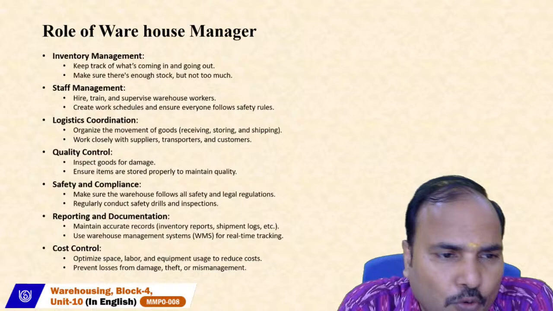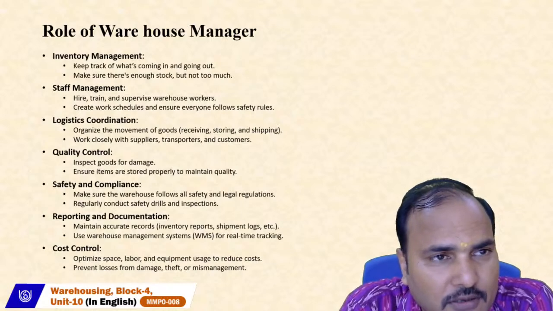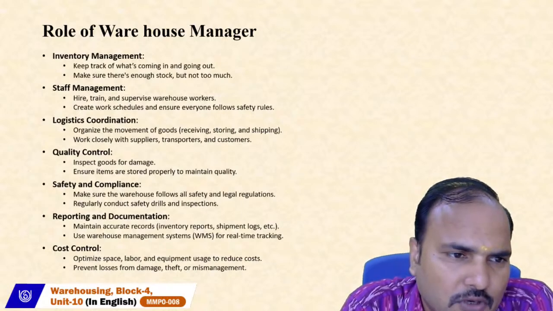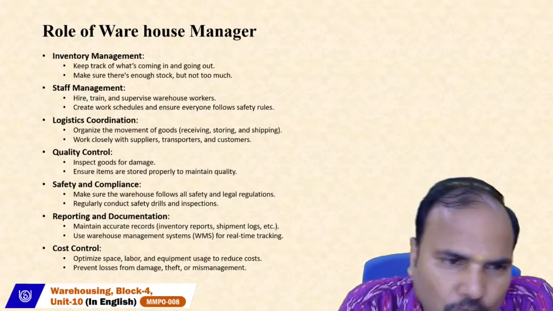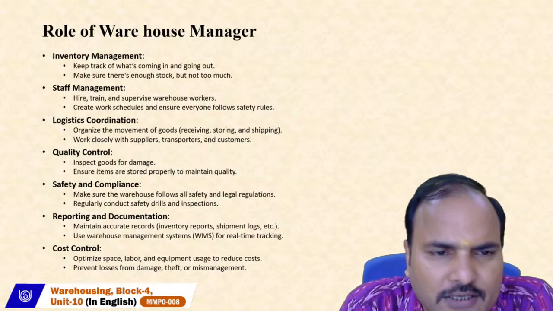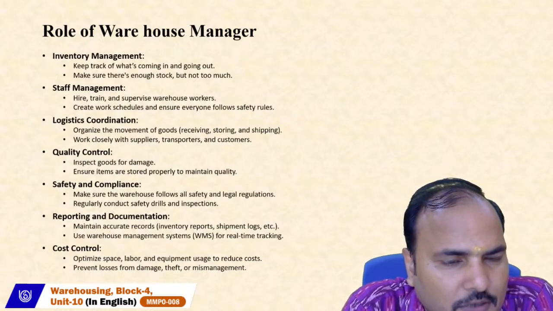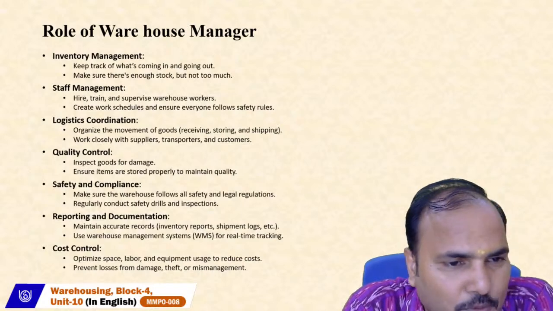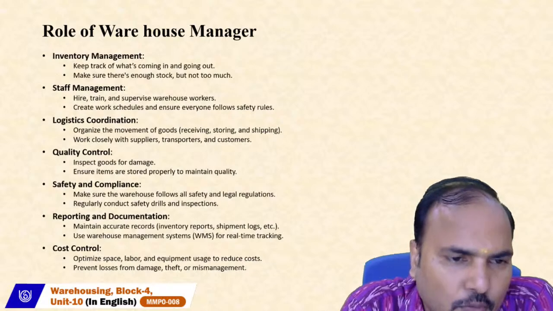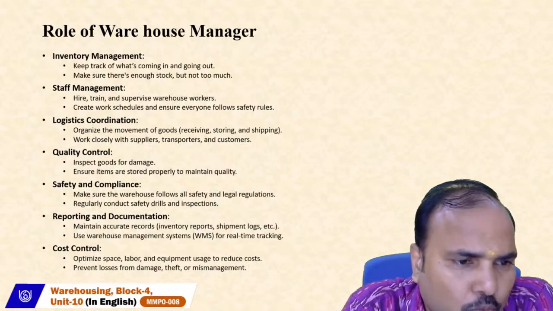Another is that the manager must work closely with the suppliers, transporters, and customers. If you just maintain a mechanical relationship and do not work closely with the suppliers, peers, transporters, and customers, it is a very difficult and challenging task. It will be very alarming for the warehouse manager. So to fulfill the objective, this coordination must be maintained by working closely with the suppliers. Then another role is quality control.